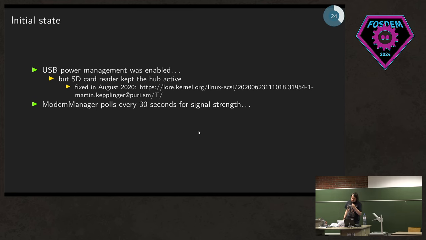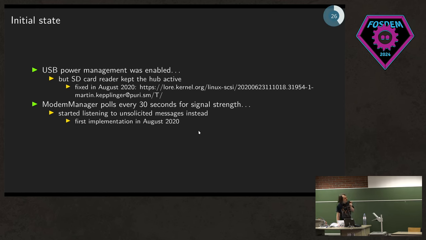And there was also another thing. At some point, I noticed that ModemManager polls the modem for its signal strength every 30 seconds. And I wanted to change that, because that's not very nice on the battery, and to make it start listening to the messages coming from the modem whenever signal strength changes instead. And I got it working the first time in the context of Librem 5 in August 2020.